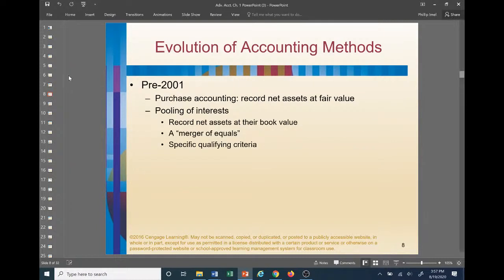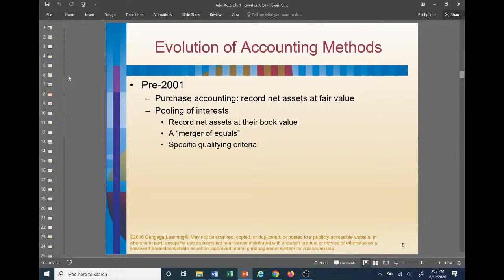So what about the evolution of accounting methods? Before 2001, the purchase accounting recorded net assets at the fair value. And there was the pooling of interest method in which you would record net assets at their book value and then a merger of equals, specific qualifying criteria.